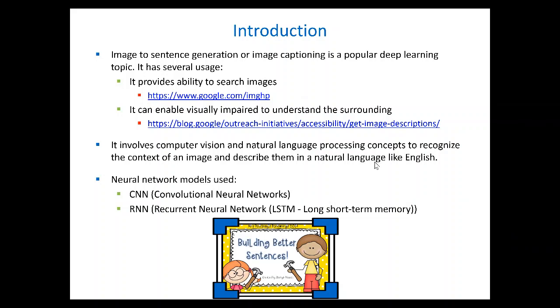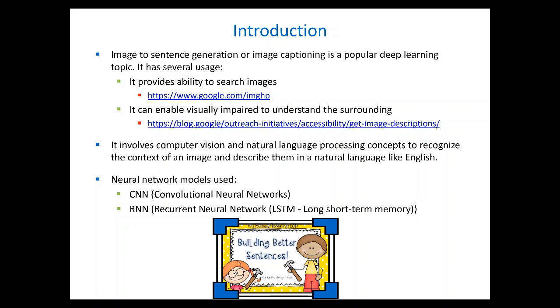It has several uses. The most prominent use is the ability to search images by indexing them on their description or caption. Another use I found is especially for visually impaired people, where there could be a conversion of image to text or audio. Although there are some other technologies for that, this could be one of the uses for them as well.